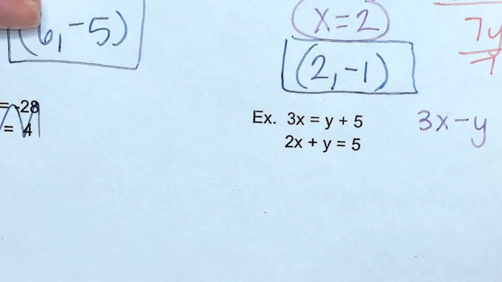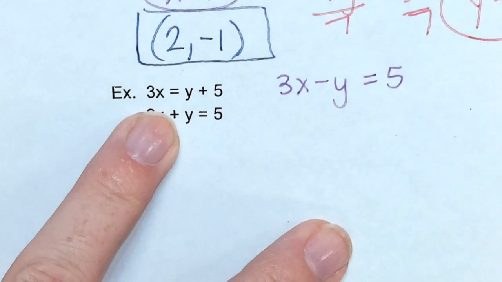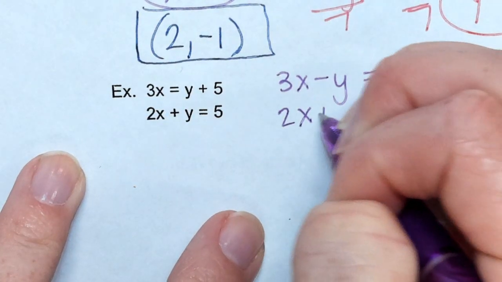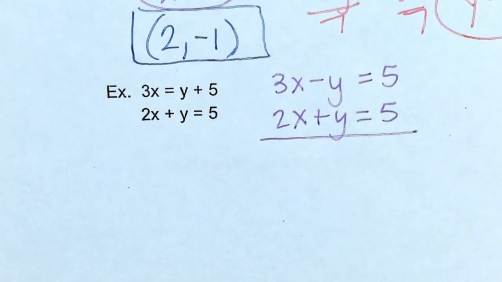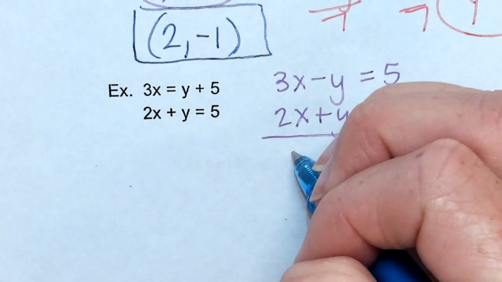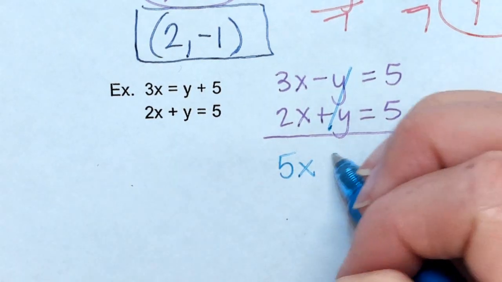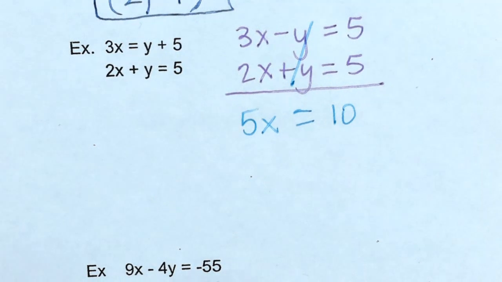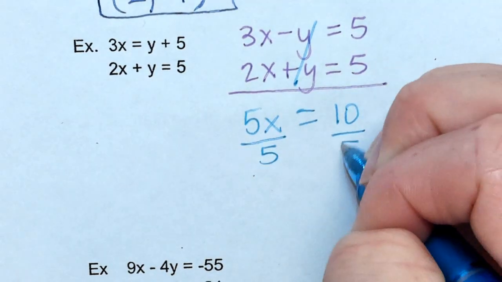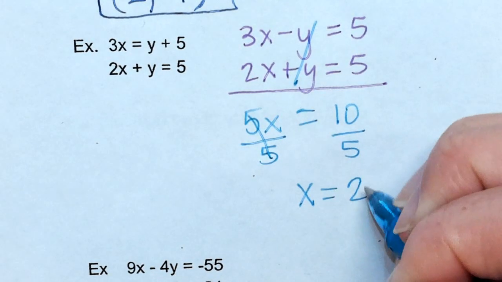And is the bottom one set up correctly? So I would leave it alone and I would do 2x plus y equals 5. If I combine them, will I eliminate something? So I don't need to multiply by anything. I'm just now going to combine them. So I have 3x plus 2x is 5x. This eliminates. And 5 plus 5 is 10. I divide by 5. And I get x equals 2.